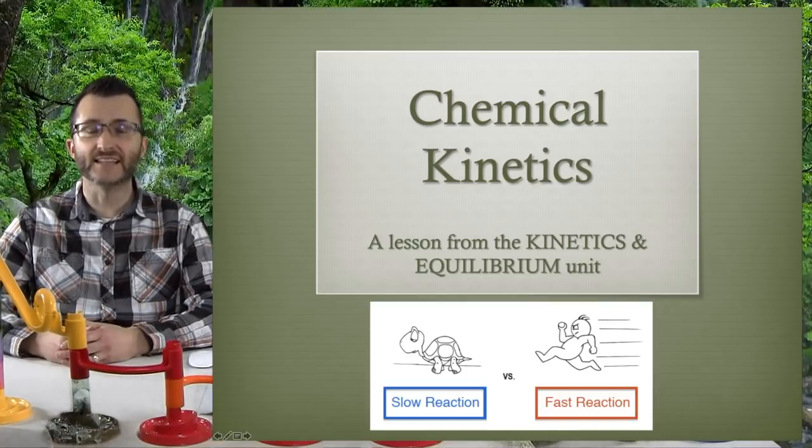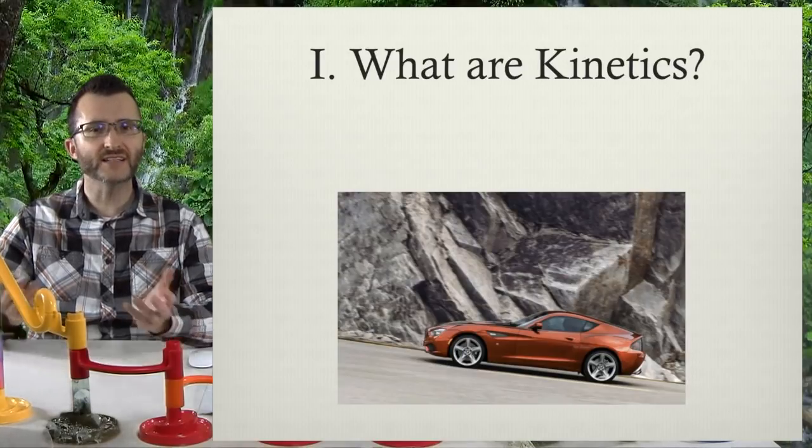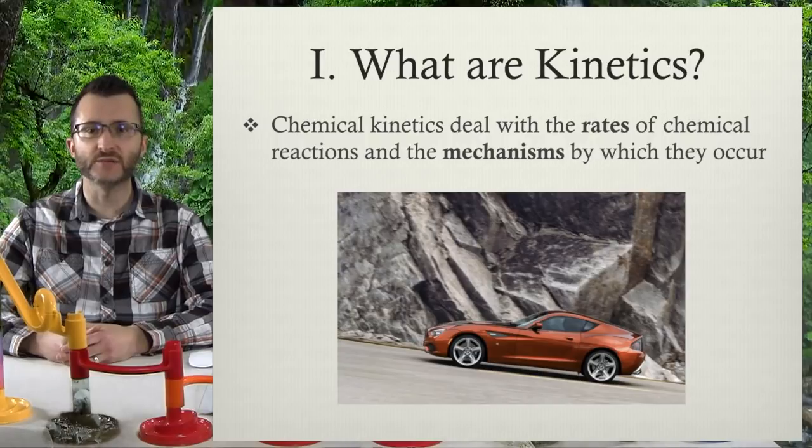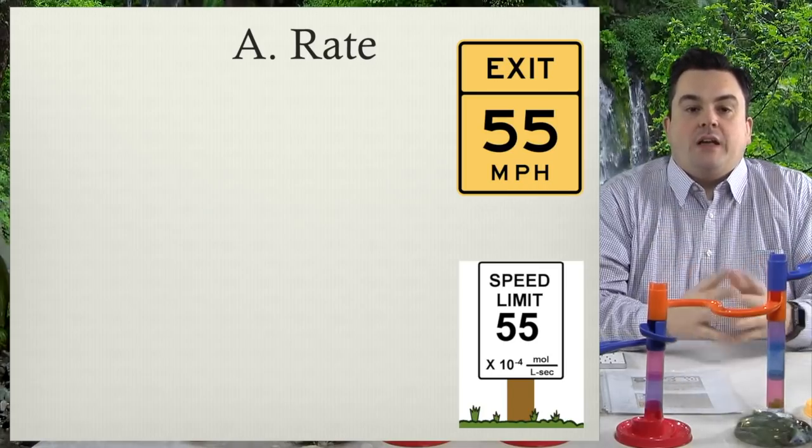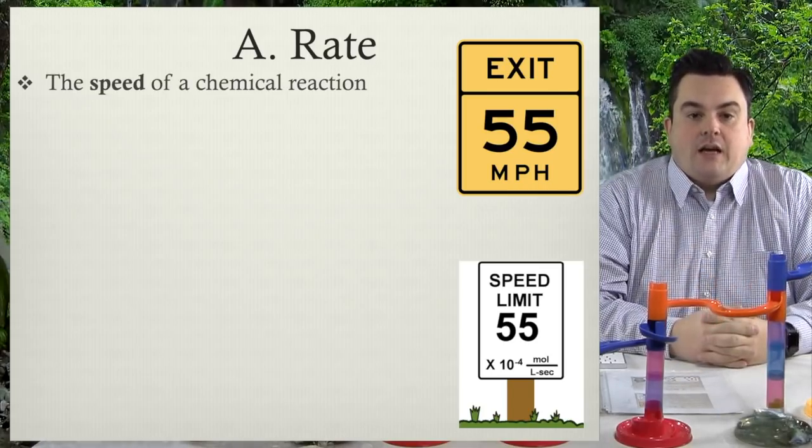Chemical kinetics, a lesson from the kinetics and equilibrium unit. What are kinetics? Chemical kinetics deal with the rates of chemical reactions and the mechanisms by which they occur. Let's begin with rate, the speed of a chemical reaction.